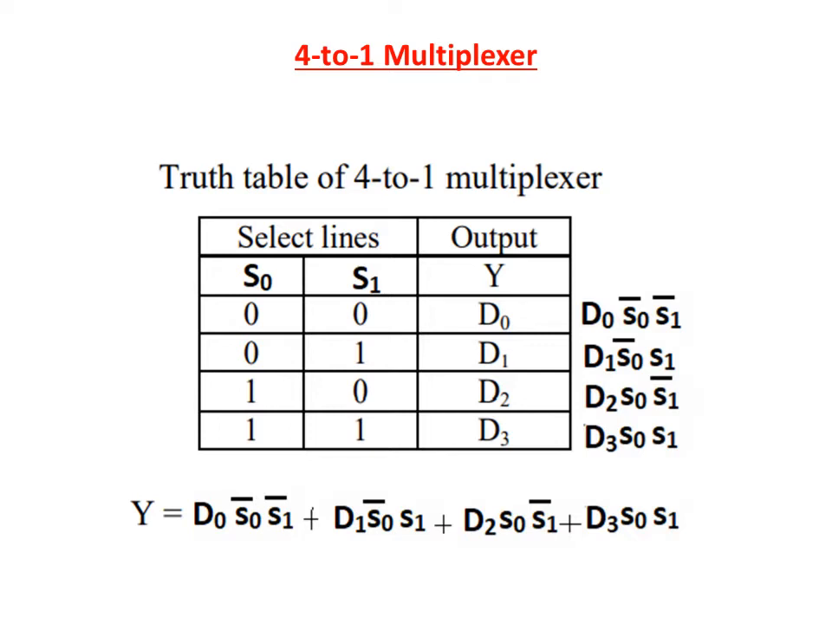And when the selection input lines are 0 1 combination, the input D1 is directed to the output side. So the output expression at this position is D1, S0 bar and S1. Now for 1 0 combination, the output is D2. This time the logical expression is D2, S0 and S1 bar. Now selection inputs are 1 1 combination, the input D3 is selected. So the expression at this position is D3, S0, S1. So the final expression is the sum of all these combinations.